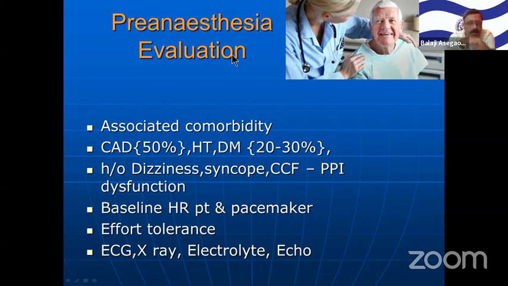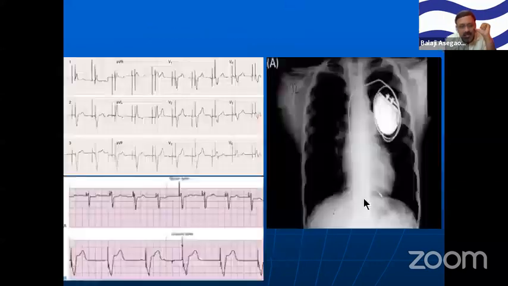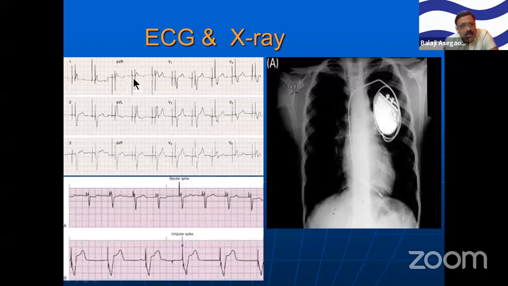Then always, apart from your biochemical investigation, look for ECG, X-ray, electrolytes, and echo. On ECG, you will be able to identify such kinds of spikes. These are the spikes generated by a pacemaker. These are the atrioventricular sequential pacing. Two spikes are generated, while here it's only single chamber paced, so only one spike is generated.